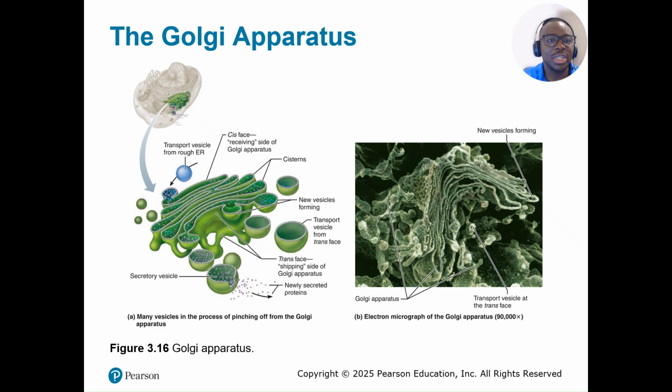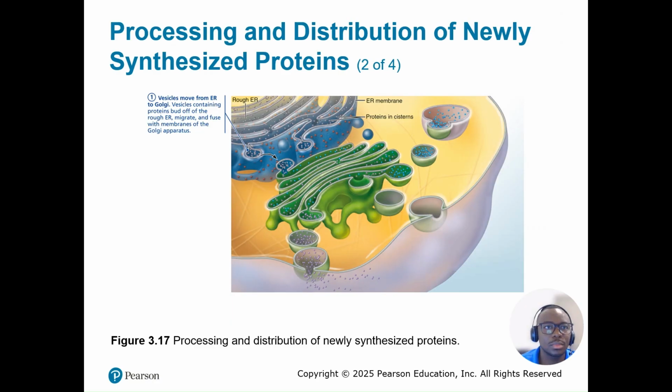Next is the Golgi apparatus. The Golgi apparatus consists of stacked and flattened membrane sacs or cisterns. The Golgi modifies, concentrates, and packages proteins and lipids made at the rough endoplasmic reticulum. So, how are newly synthesized proteins processed and distributed? This figure illustrates 3 steps involved in protein processing and distribution.